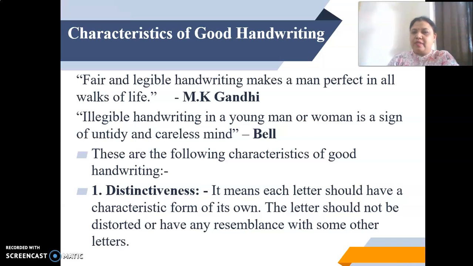So, what are the characteristics one should follow to improve their handwriting? The first is distinctiveness. It means each letter should have a characteristic form of its own. The letter should not be distorted or resemble some other letter. If you're writing O, that should not be like A, or if you're writing A, it should not look like O. Every letter should have its own characteristics.